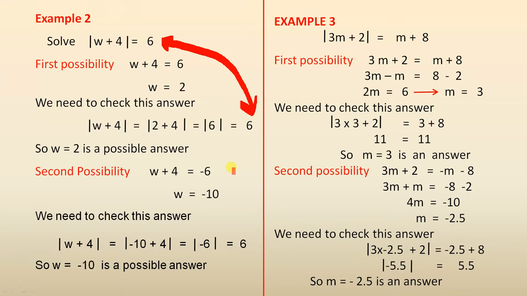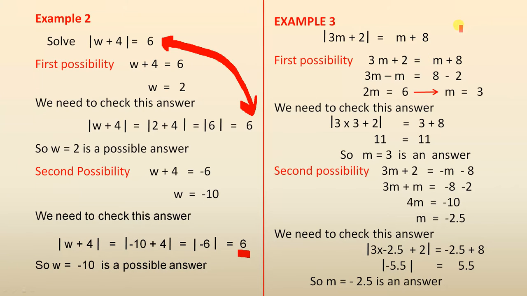The second possibility is that w plus 4 can equal minus 6. Therefore, w equals minus 10. Let's check this answer. The absolute value of w plus 4 is the absolute value of minus 10 plus 4, which is the absolute value of minus 6, which is 6. So that also works. So w equals minus 10 is a possible answer.